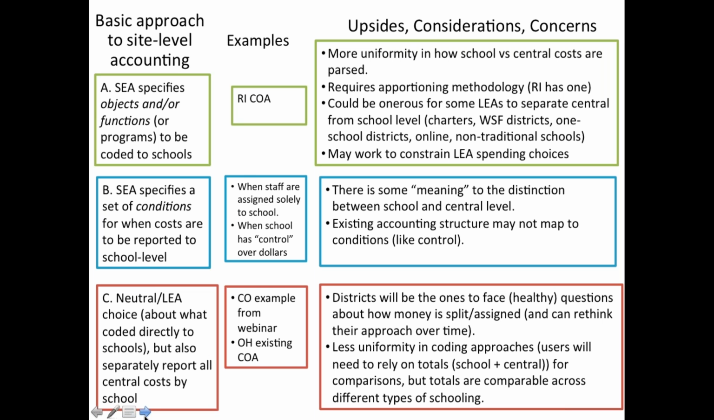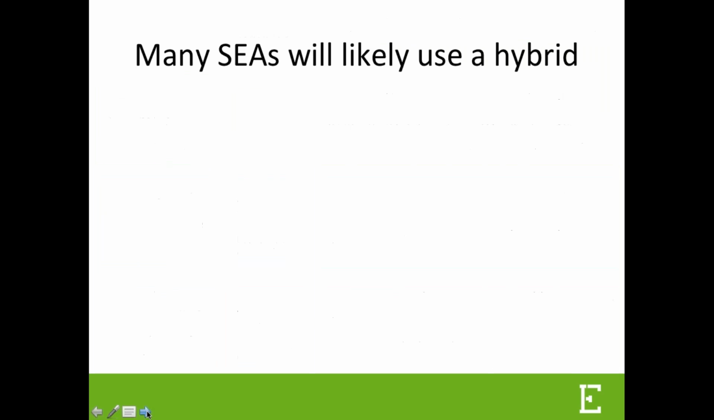It sort of puts the district in charge of being the fiduciary authority on that distinction. On the flip side, there will clearly be less uniformity in the coding approaches. Some will put a whole lot of money at the schools and others may not. So when we go to compare spending on schools across districts, we'll have to add in that central share in order to make sure we have a number that can be compared. So those are the three models, but, and here's the big but, many SEAs will likely use a hybrid.